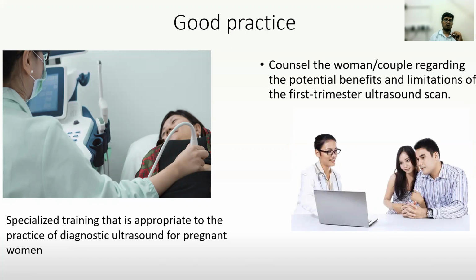The other good practice is to counsel the woman or the couple about the potential benefits and disadvantages of the first trimester ultrasound scan. We should make sure that the patients and the couple understand the importance of the scan and also the limitations of the scan. It is not that a normal scan will mean a normal pregnancy. Sometimes a normal scan might have some abnormality at a later date. So we should counsel the couple regarding the limitations of the study. But the advantages of the study also have to be explained so that they will go ahead with the scan.